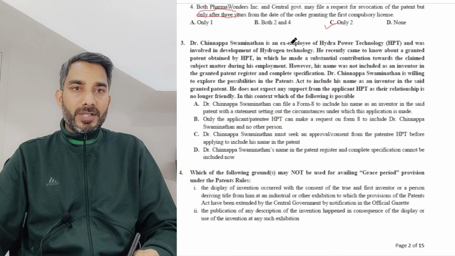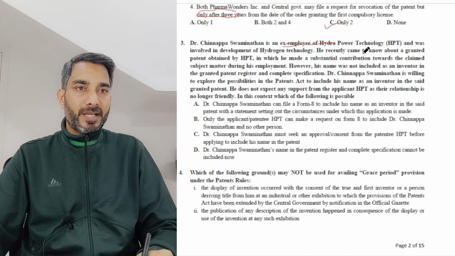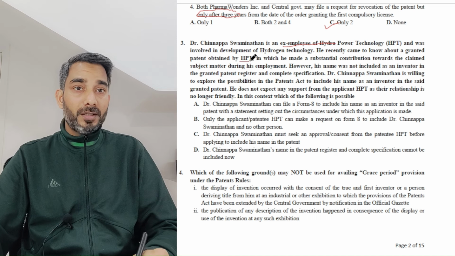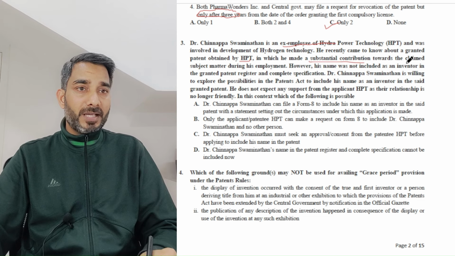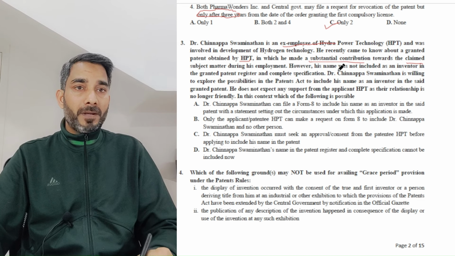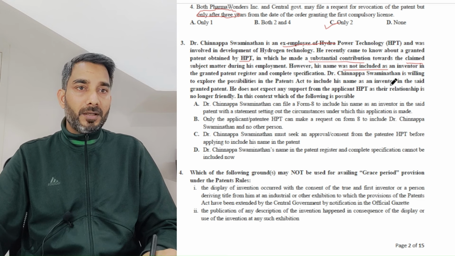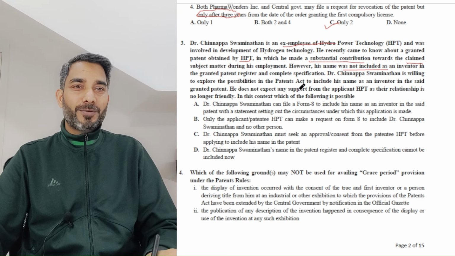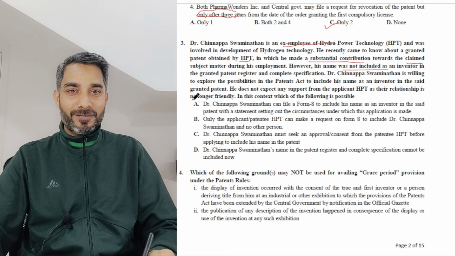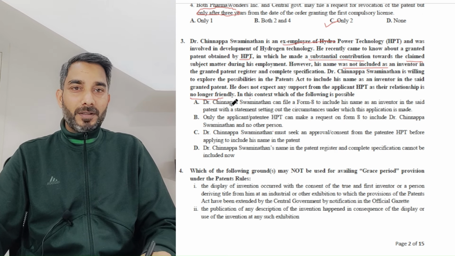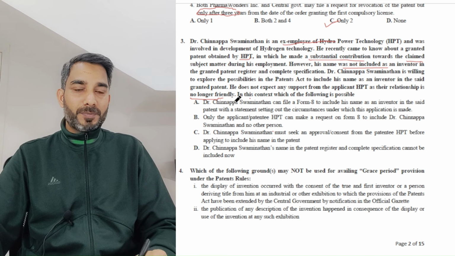So there is one guy who is an ex-employee of Hydra Power Technology and was involved in development of hydrogen technology. Very good. He recently came to know about a granted patent obtained by HPT. Okay. In which he made a substantial contribution towards a claim subject matter, see it says claim subject matter, substantial contribution. However, his name was not included. Okay. Inventor was not included in it. He is willing to explore the possibilities in the Patents Act to include his name as inventor in the said granted patent. He does not expect any support from HPT as their relationship is no longer friendly. Never burn your bridges.